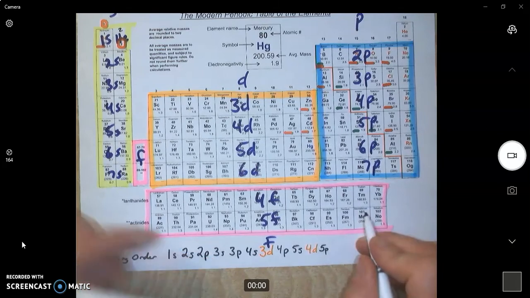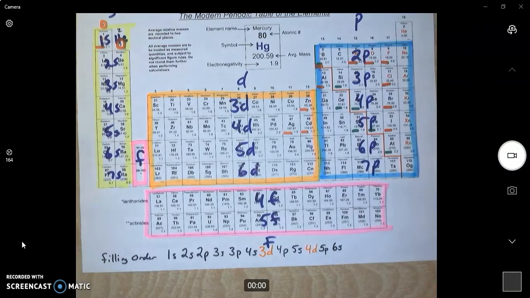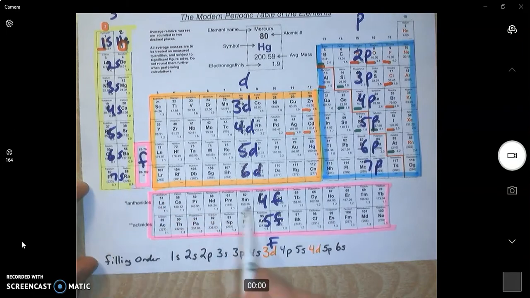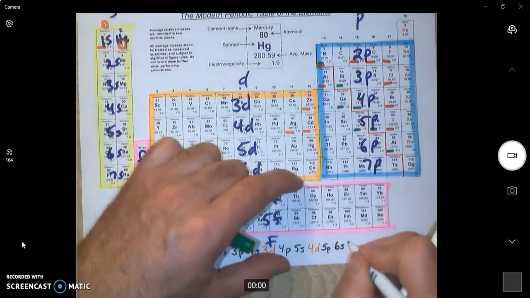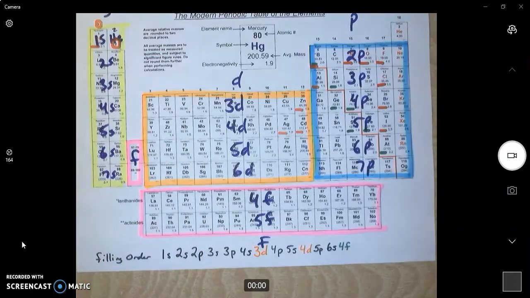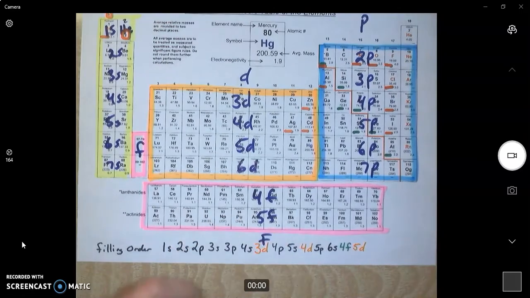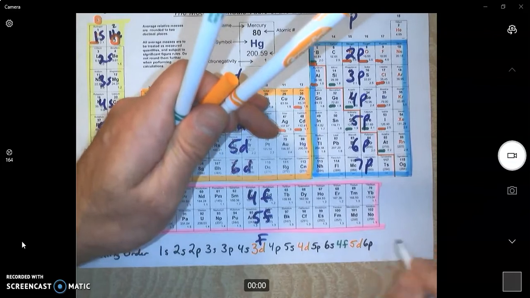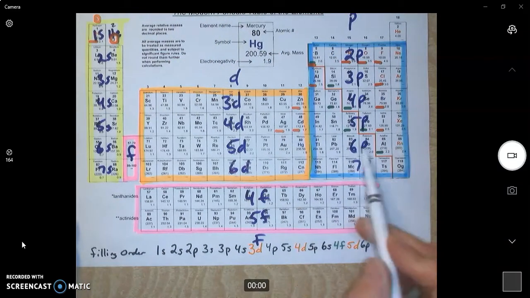Okay? Then we jump into the 6th row. We have 6s. And this is where we hit our F block. Remember, the F block is 2 behind. So after 6s, we fill in 4f, 5d, and 6p. Now we're at the end of the 6th row.